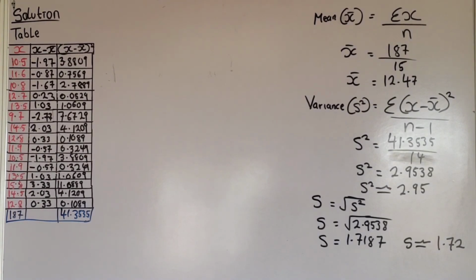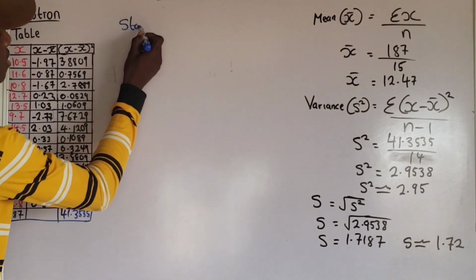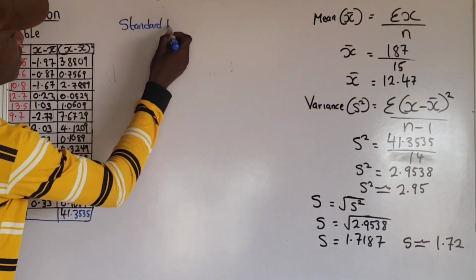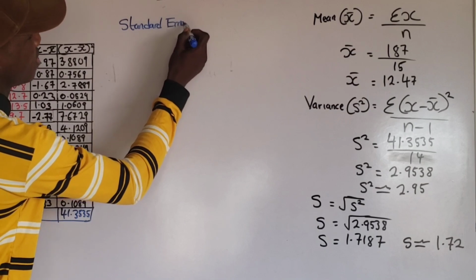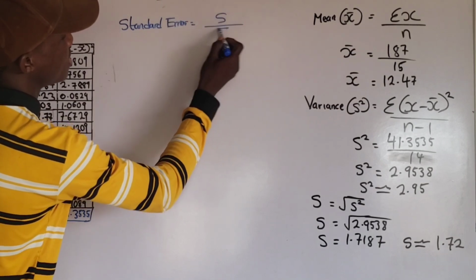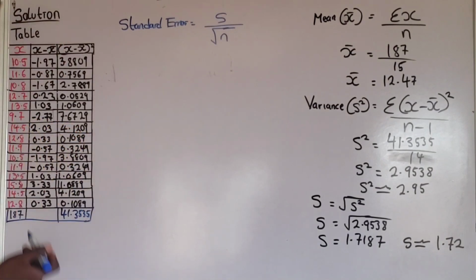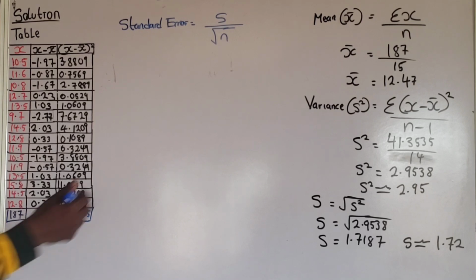To calculate the standard error, the standard error is equal to s all over the square root of n. That is the formula that we're going to use to calculate the standard error. That is the standard deviation all over the square root of the total number of samples that you have.